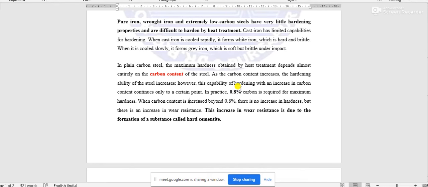That is not because of hardening or heat treatment, but due to the formation of cementite. And I think you have the idea about cementite. Cementite is nothing but ferrous carbide. We have discussed it in the phase diagram of the iron carbon system. This cementite is nothing but ferrous carbide.